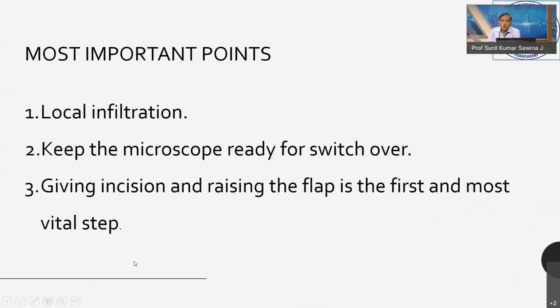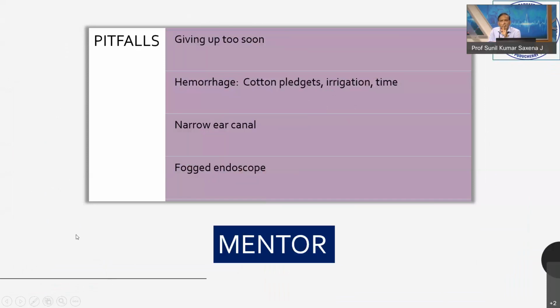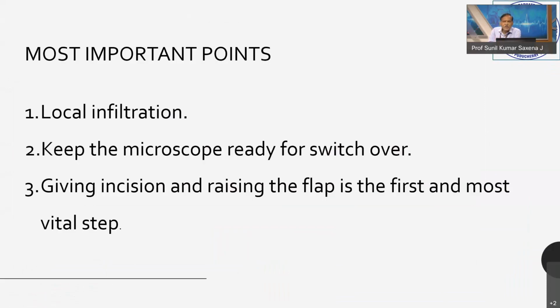First, local infiltration. In the beginning, you have to give it under the microscope. And once you have given local infiltration, then you will use the endoscope. Now, once you have given the local infiltration, just put a cotton pledget soaked in adrenaline into the external auditory canal by the time you are switching over to the endoscope. It will take 3-4 minutes. By that time there will be decongestion of the external auditory canal, and after 4-5 minutes, when you start giving an incision, there will be decreased vascularity.